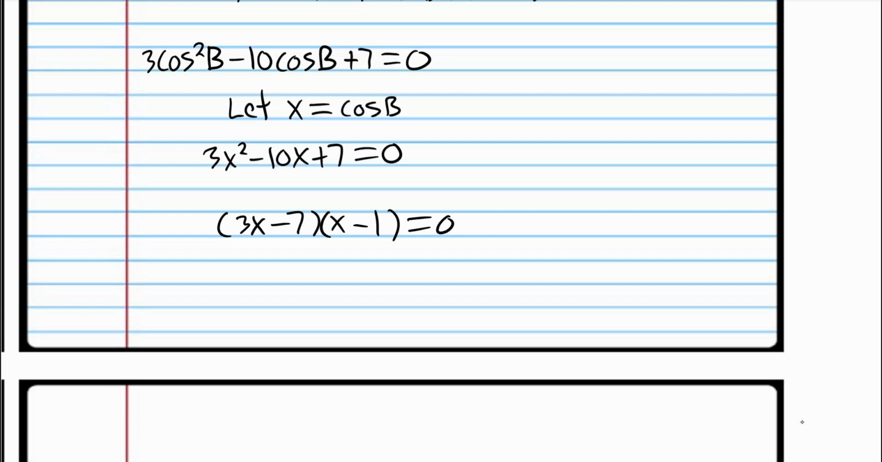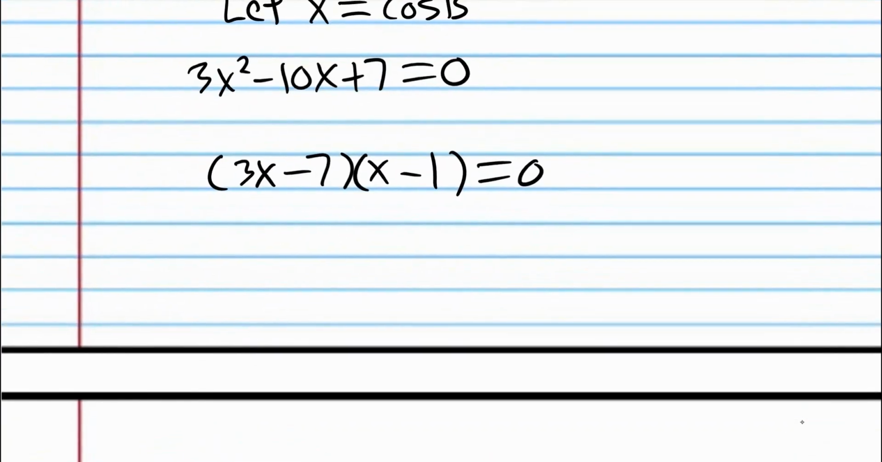So now let's do FOIL again. Multiplying the first terms, we get 3x squared. Outside terms, we get negative 3x. Inside terms, we get negative 7x. And last terms, we get positive 1. These add up to negative 10x, and that's what we're looking for. So it turns out we can factor this. That's good news.